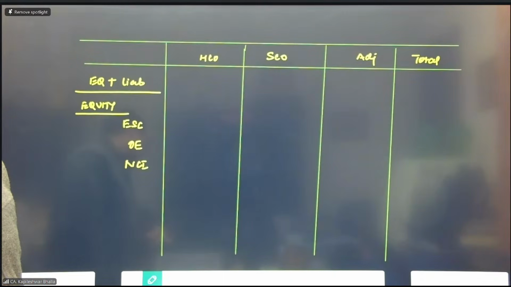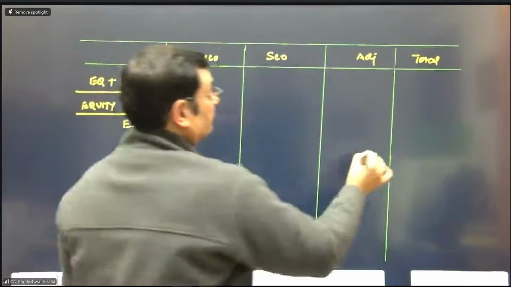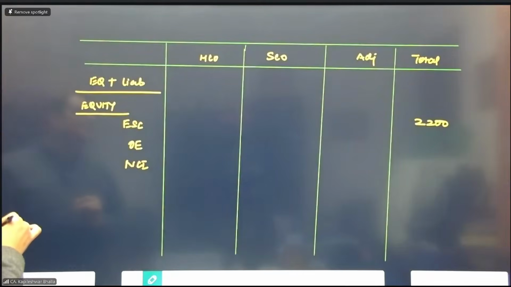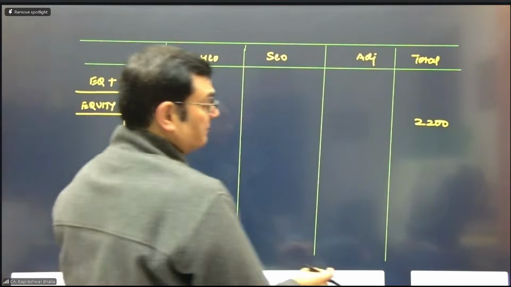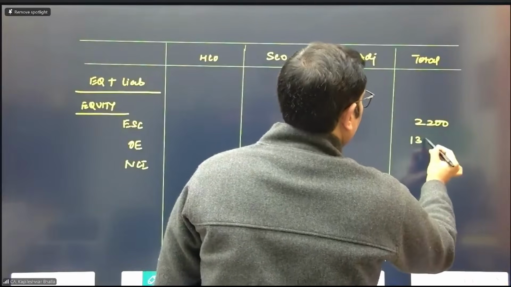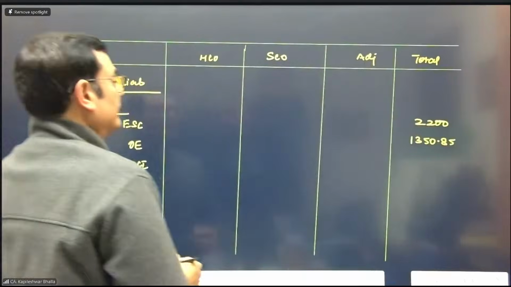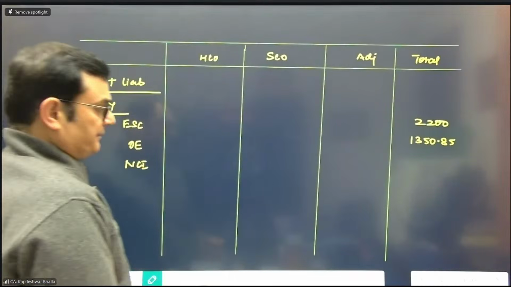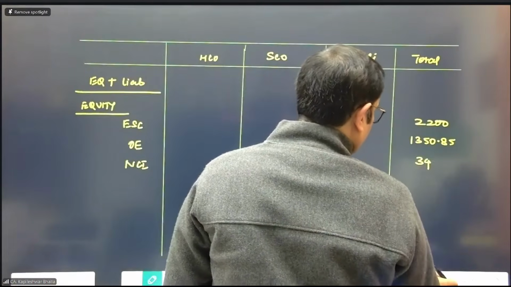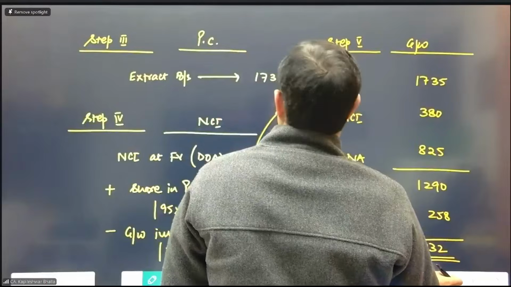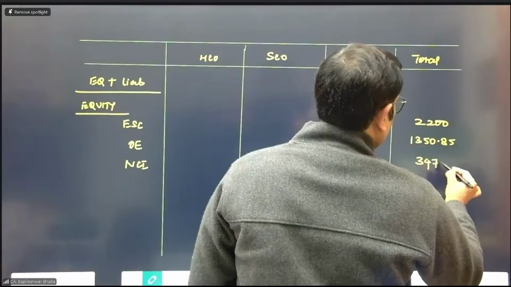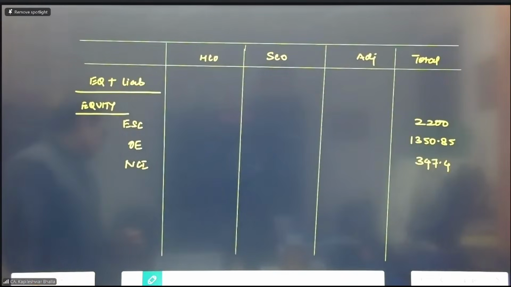Equity share capital will be just the parent. That's, I think, 2,000. No, sir, 2200. Yes, from the extract balance sheet. You're right. Then other equity in step number 6, 1350.85. And NCI can be taken from the step of NCI. 347. I think it was slightly different. 347.4. Yeah, 347.4. So that's the equity section.